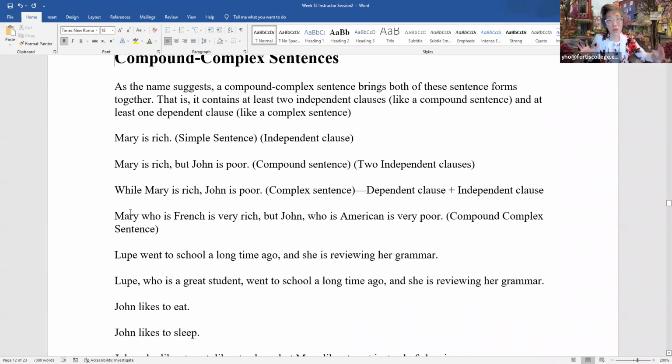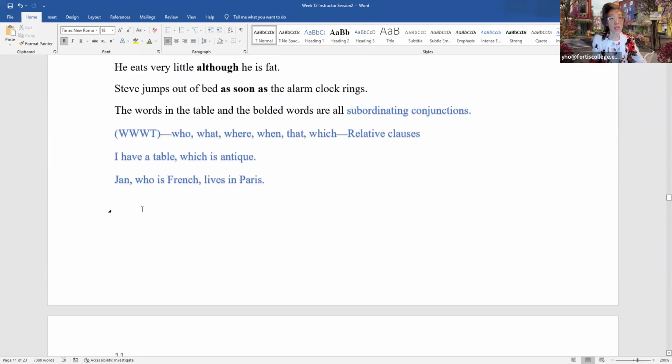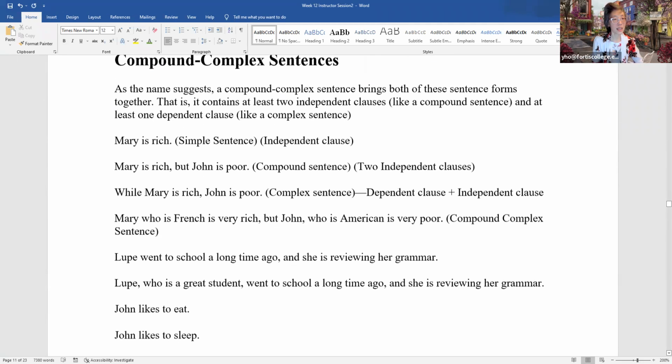So this is when you put a compound sentence and a complex sentence together as one sentence. So if I said that, let's put this together. Jan, who is French, living in Paris, has a table that is antique. So if I combine these two sentences, let's take an example.